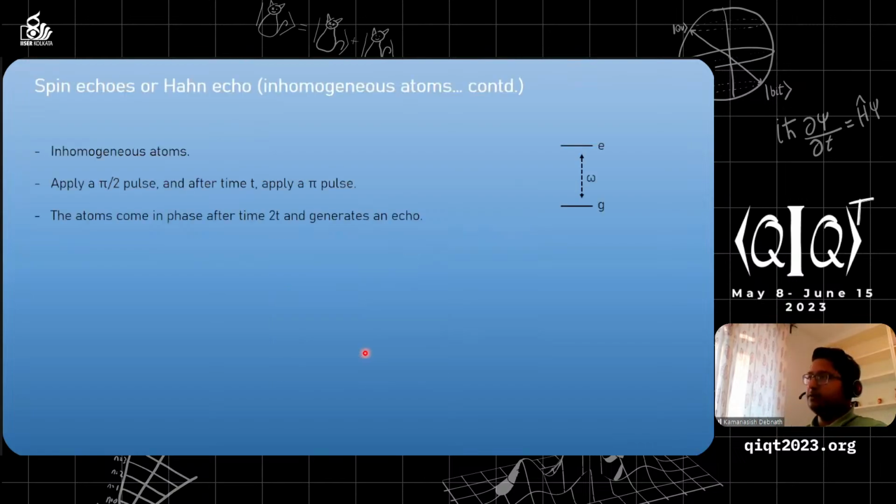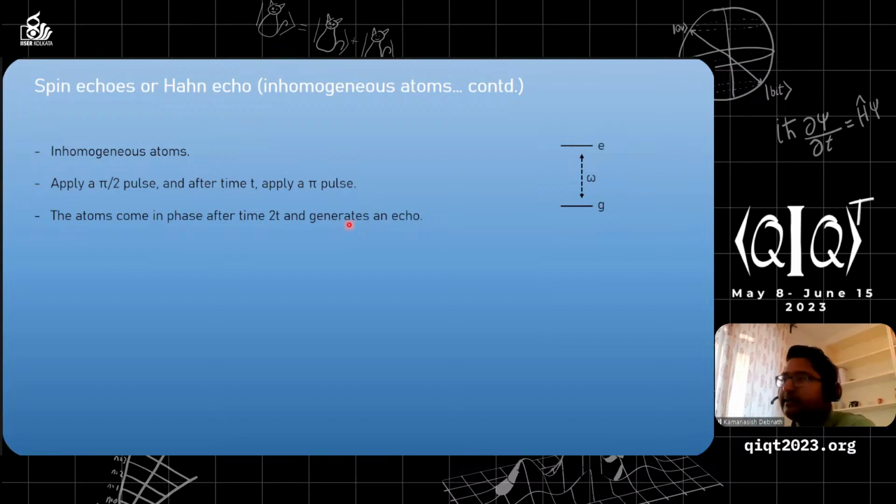We start with spin echoes, which I hope most of you know, but let's revise. Let's say we have this 2-level system, because we love 2-level atoms, simple. We have G and E separated by an omega frequency. And the same system as before, you have a collection of inhomogeneous atoms, which is inhomogeneously broadened by some bandwidth. And then we apply a pi/2 pulse, and after time t, we apply a pi pulse. So what happens is that the atoms come in phase after time 2t and generate an echo.